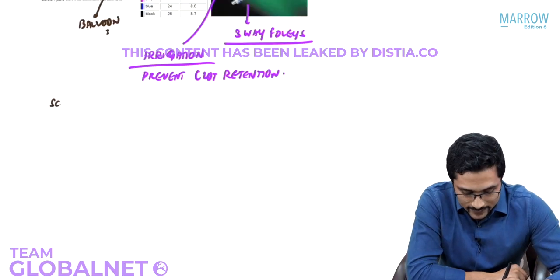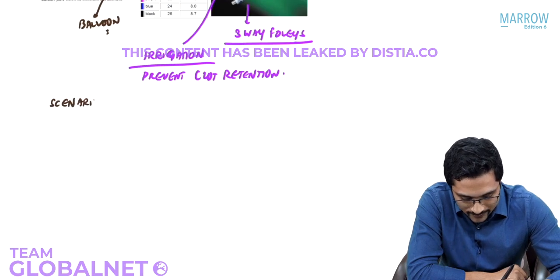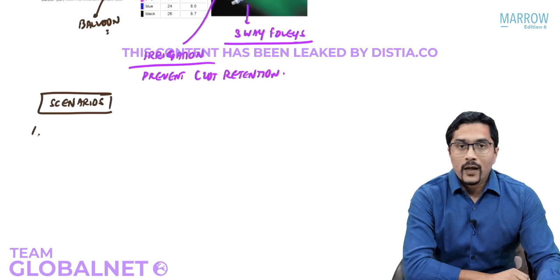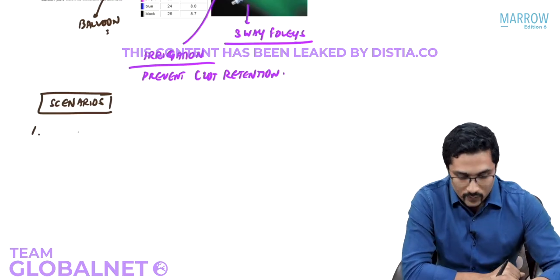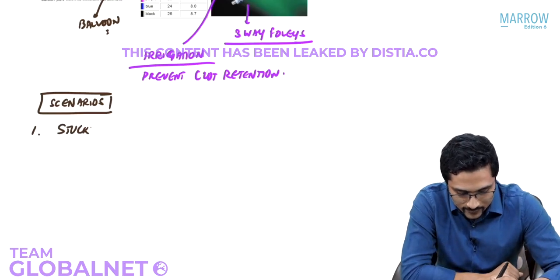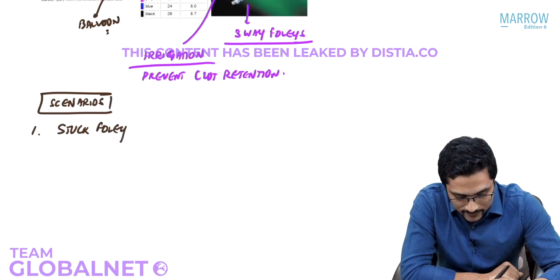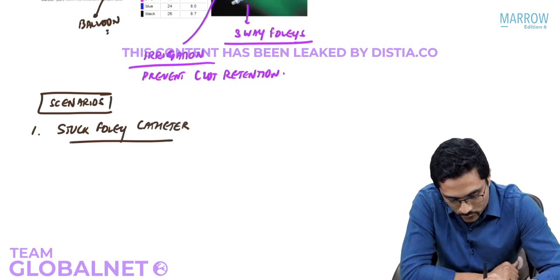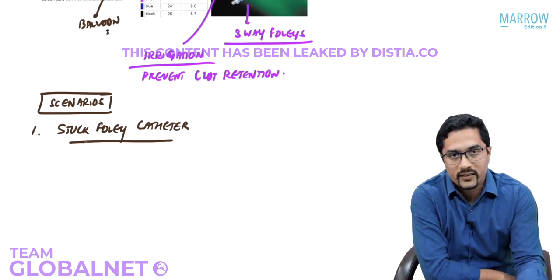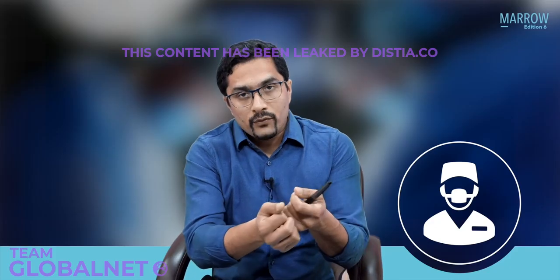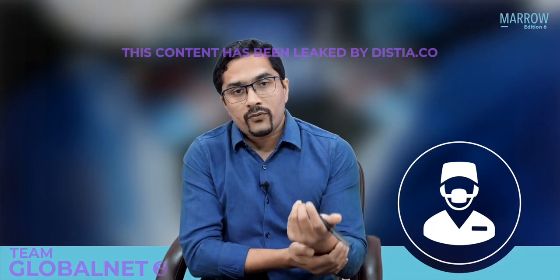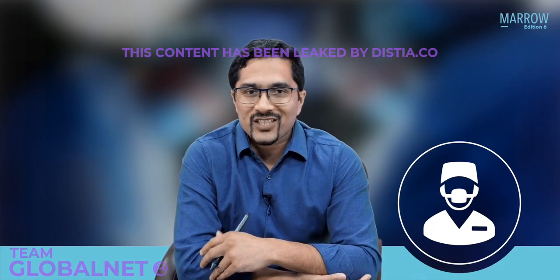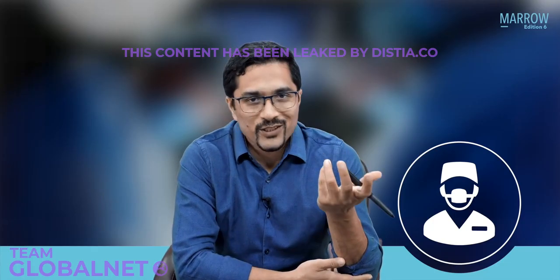Now, there are certain practical scenarios which are asked pertaining to Foley's catheters. One very common scenario is a stuck Foley's catheter. And this happens quite frequently. I'm sure all of you must have experienced this during internship. So you try to deflate the Foley's, but the balloon is not deflating and the Foley's is not coming out. So what do we do in such a situation? Let me share the options with you.